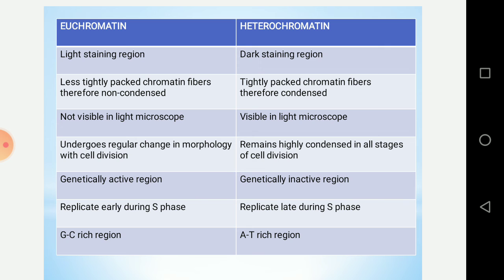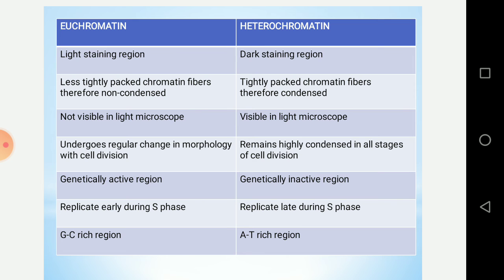Euchromatin is a genetically active region; heterochromatin is a genetically inactive region. Why is euchromatin genetically active? Because there is some space between two histone molecules. In that space, some processes can go on, like replication and others. So it is genetically active. But there is no space between histone molecules in heterochromatin, so it is a completely inactive region.